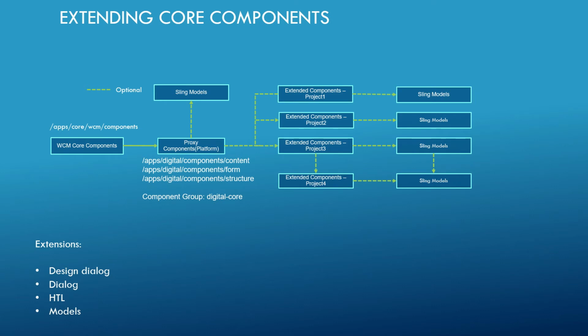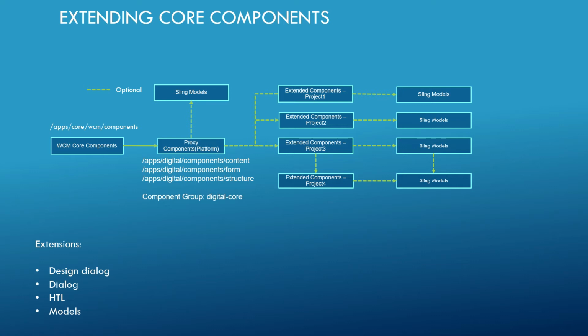Yeah, so maybe this is the approach I was thinking. So it can be used to extend the component. If you see here, the WCM core component resides under apps core WCM components. Then proxy components, it's a platform level. So here I am thinking about maybe a multi-tenant solution scenario, multiple projects. So the proxy component is mandatory. I am calling it a platform level. So for every core component we need to create a proxy component. Why are we creating the proxy component? WCM core components can't be used directly for authoring. So we need to have a proxy.